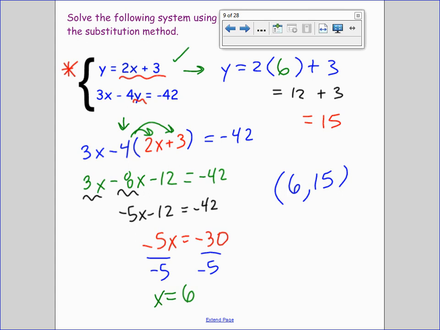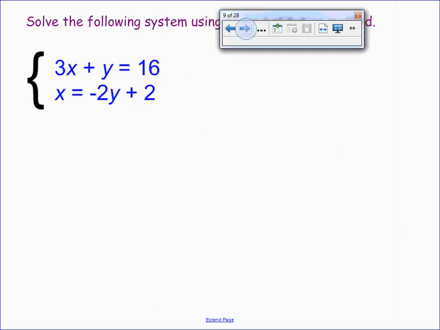Does 3 times 6, 18, minus 4 times 15, that's 60. Does 18 minus 60 equal question mark negative 42? And yes, it does. And so we found a solution to my system, 6 comma 15. It satisfies each of them in the original. So that's the general scheme for substitution. I want to make sure that one equation is solved for one of the variables. I'll go ahead and substitute what that expression is into the other equation. Everybody see that? Solve for the remaining variable, and then plug back into the original asterisk equation.